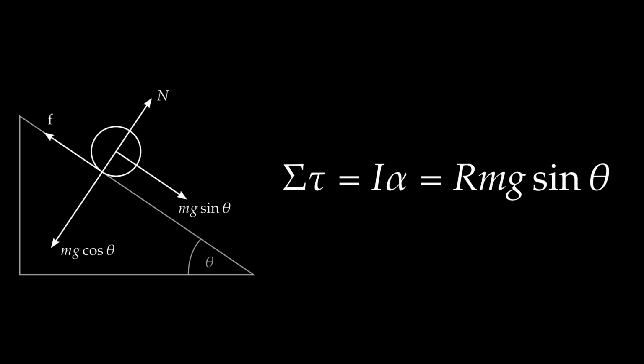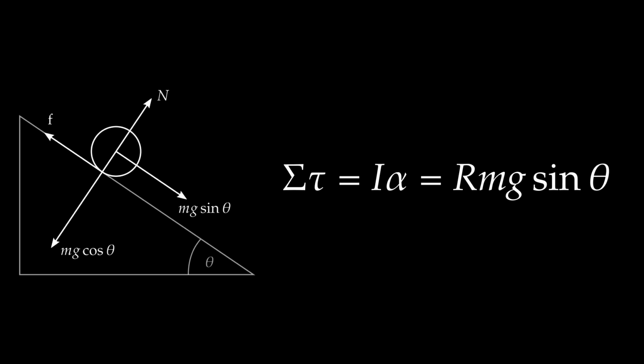So I'll do that, and I'll start from the sum of all the torques is equal to the moment of inertia times the angular acceleration. Now observing the torques again, I ask the same question as before: which forces cause torques? The friction force now acts at the axis of rotation, and therefore it produces no torque. The normal force acts at the axis of rotation. It produces no torque.